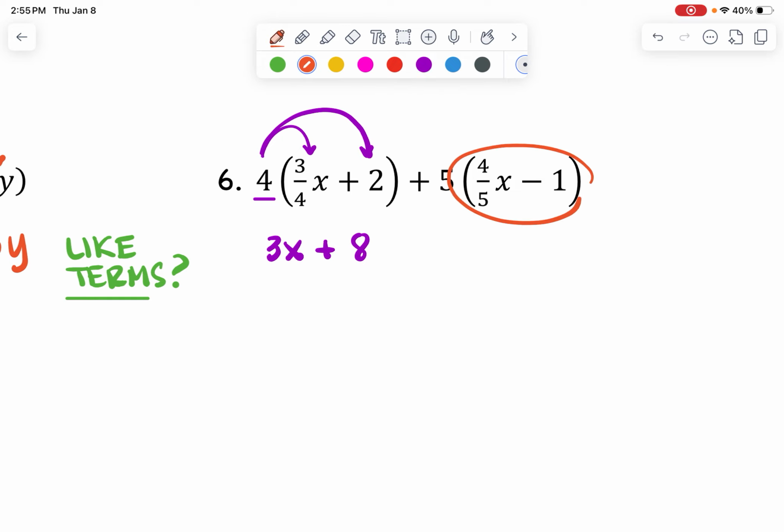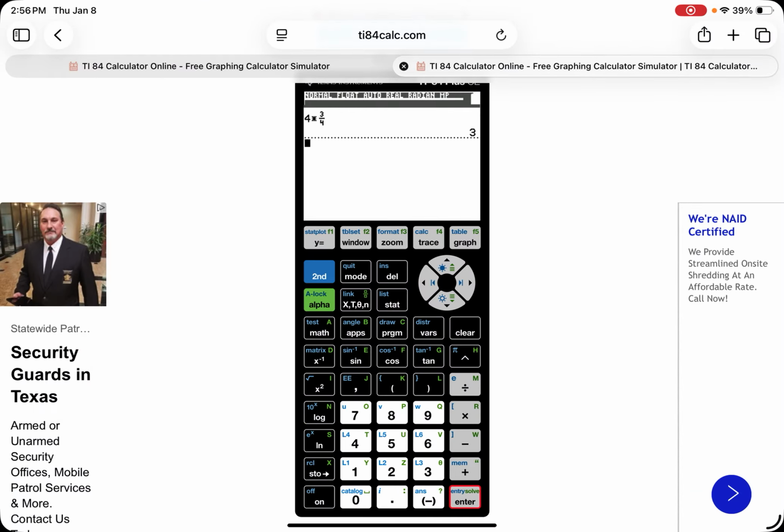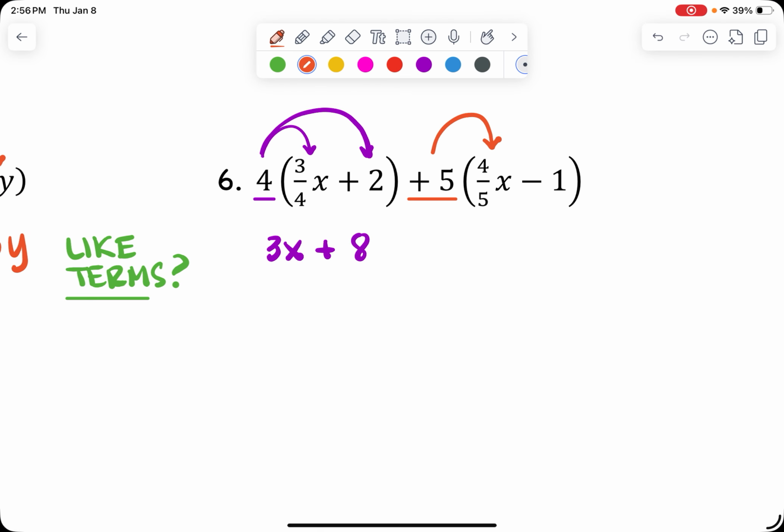And then, of course, I have this parenthesis that I need to get rid of. So I'm going to take this positive 5, and I'm going to distribute him. Well, now I need to multiply 5 times 4/5. So again, if you struggle with that, 5 times alpha y equals enter. So I can type in my little vertical fraction. And 4 it is, right? So I'm going to go back here. So this is going to give me plus 4x. And then positive 5 times -1, which is going to give me -5.